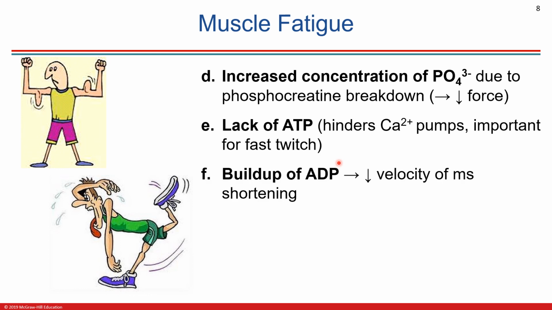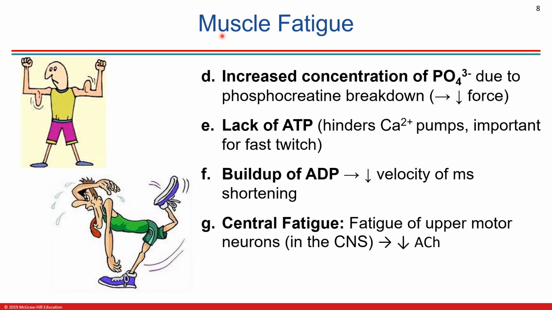And likely, if you have a buildup of ADP, that's thought to decrease the velocity of the muscle shortening. So the muscle's not going to be able to shorten as quickly. All of these are going to result in muscle fatigue.